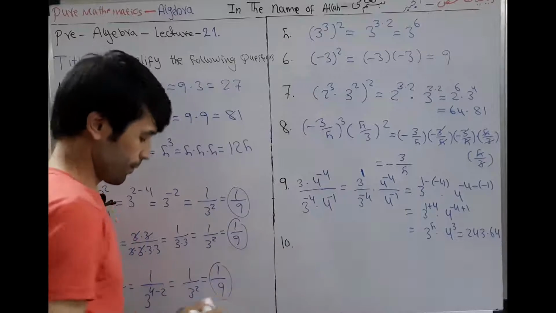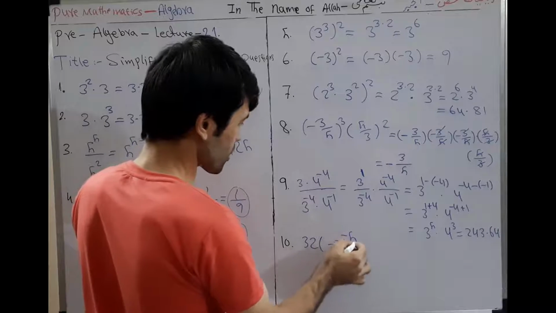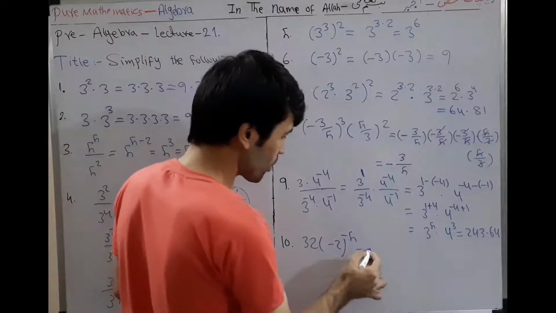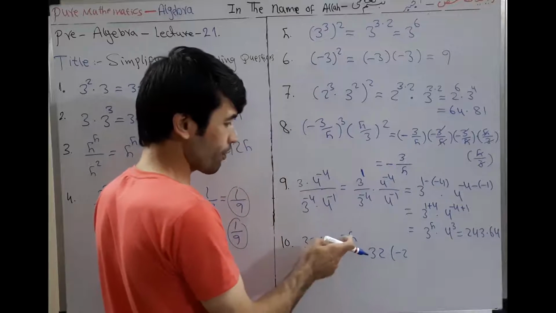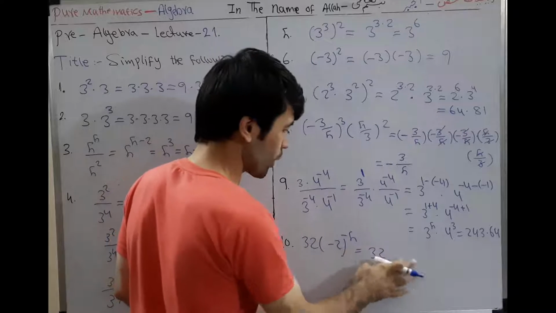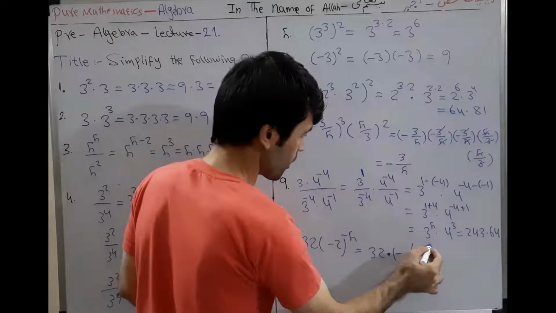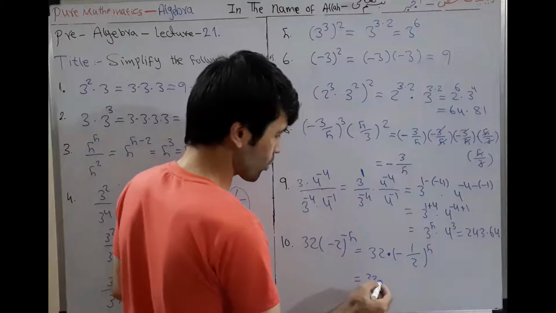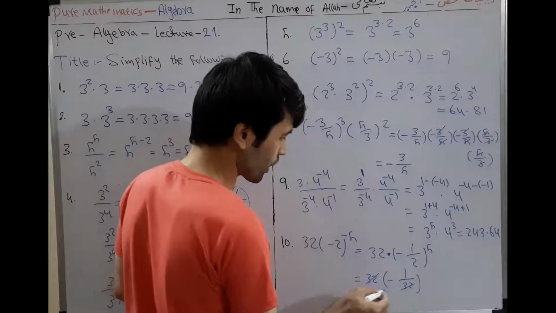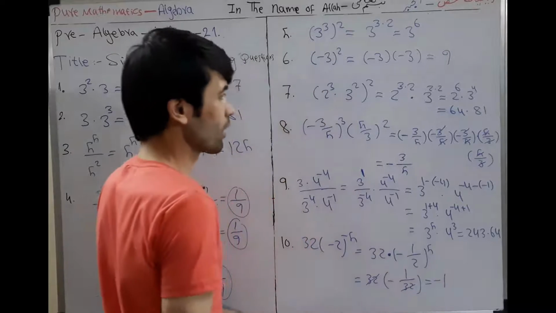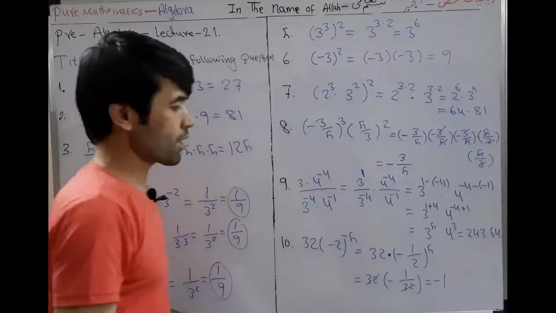Number 10, 32 into minus 2 whole to the power minus 5. It is equal to 32 into minus 2. Here we have the negative exponent, then we can write minus 1 by 2 whole to the power 5. It is equal to 32 into minus 1 by 2 to the power 5. It is equal to 32. This 32 by 32 cancelled, just we have minus 1 is the result of this question. The answer is minus 1.